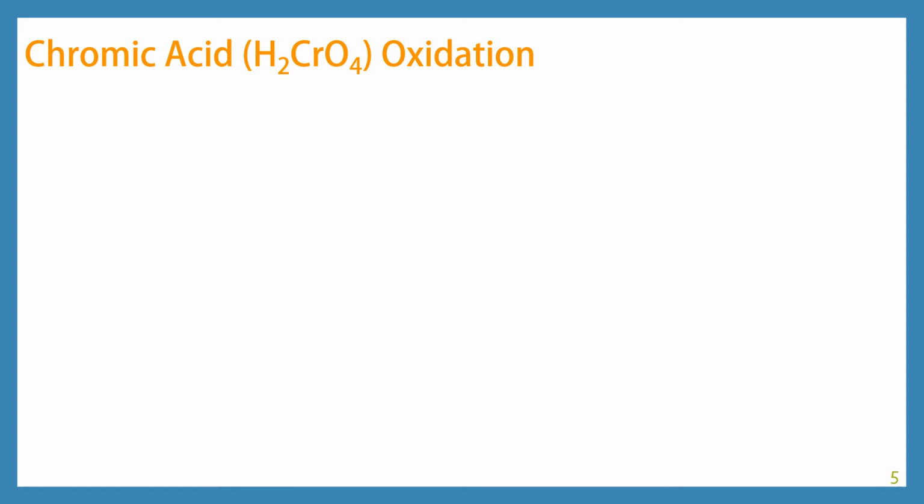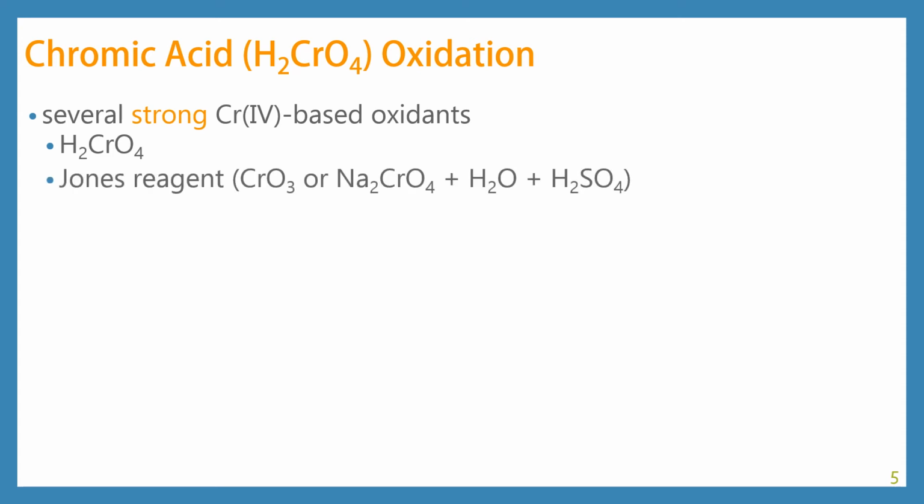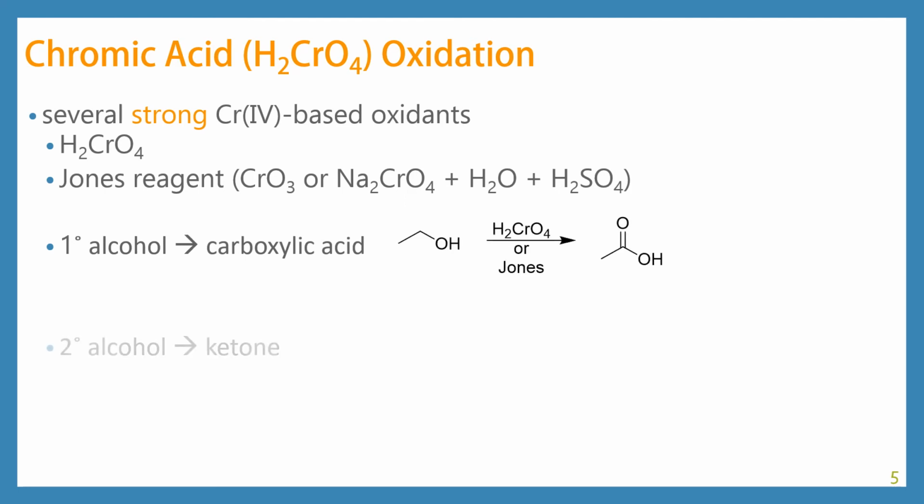So our next reagent is the chromic acid oxidation. So chromic acid is actually a very strong oxidizing agent, and there are actually several really strong chromium VI based oxidants. So you can use chromic acid, you can use Jones reagent, which involves chromium trioxide or sodium chromate plus water and sulfuric acid. So kind of a bizarre mixture there. This is a strong oxidant, so it'll take a primary alcohol and turn it into a carboxylic acid. A secondary alcohol will get turned into a ketone.